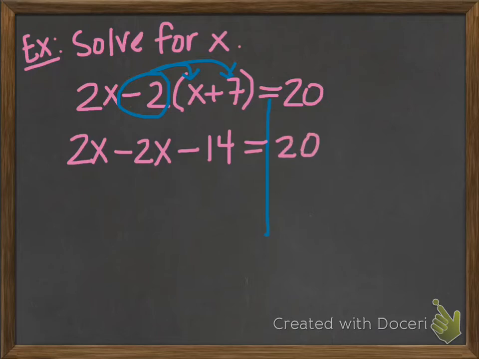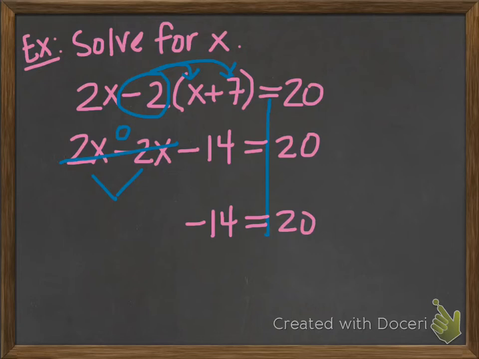Alright, step 2 says clean up each side. On the left side, I can combine my 2x with my -2x. Now what happens when I combine those? They actually make 0x. If I have a coefficient of 0, that term is really not even there. So I don't have to write anything. So I'm going to bring down my -14 equals 20. So back to that 2x minus 2x, those actually cancel out to 0.